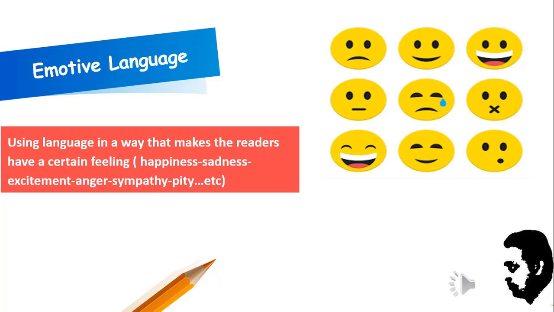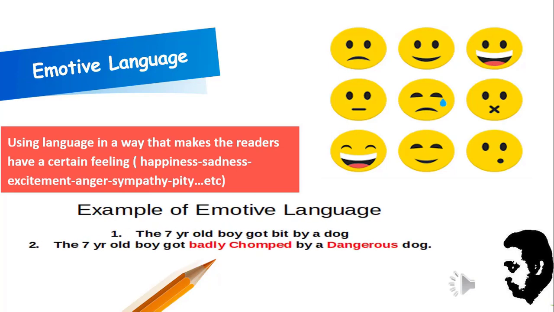Look at the example here. You have two sentences. Read them. Sentence number 1. The 7-year-old boy got bit by a dog. Sentence number 2. The 7-year-old boy got badly chomped by a dangerous dog. In your opinion, which one is more persuasive?